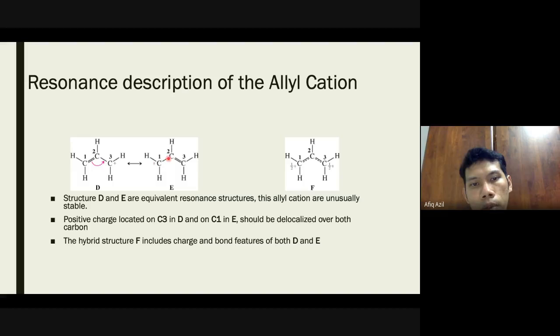So what happened to carbon number 1? Now it lacks one electron, so hence it becomes positively charged. So these two are resonance structures. D and E are equivalent resonance structures. These allyl cations are unusually stable, so very stable. So the positive charge located on C3 in D, and on C1 in E, should be delocalized over both carbons. And this is the hybrid structure.